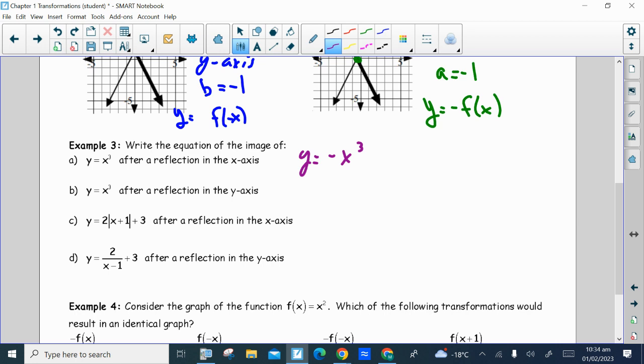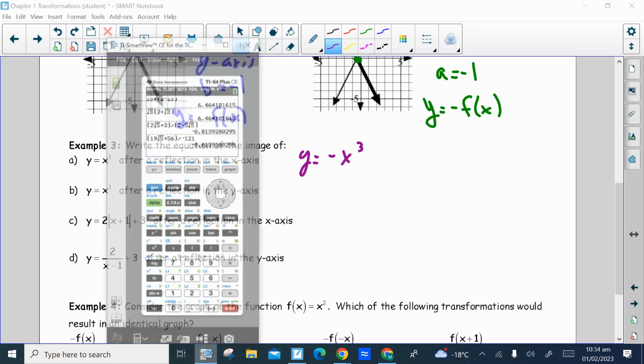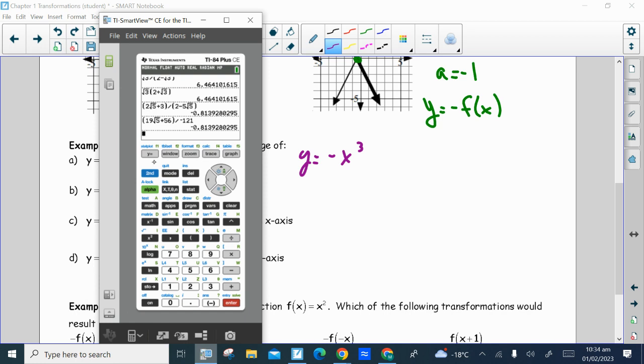Which means that if we look at the original graph, if you reflected it about either the x or the y axes, you would get the same graph. So let's start with y equals x cubed and see what it looks like. Zoom 6. All right. Now, if you make a negative, it'll be -x cubed.